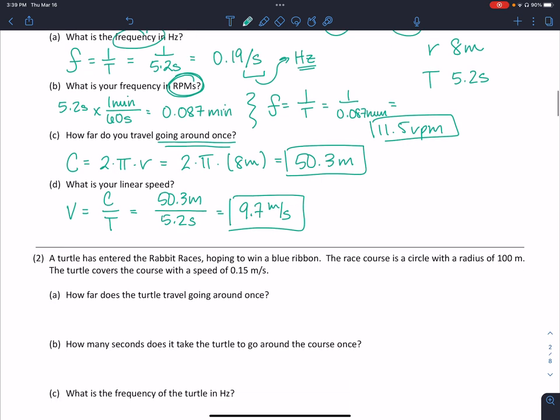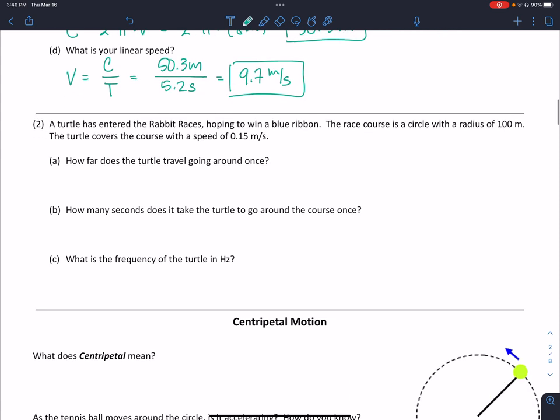All right, let's slide down to number 2. A turtle has entered the rabbit races hoping to win a blue ribbon. The race course is a circle with a radius of 100 meters, and the turtle covers the course with a speed of 0.15 meters per second. All right, so again, we have a radius of 100 meters, and we have a speed of 0.15 meters per second. So the first question is how far does the turtle travel going around one time?